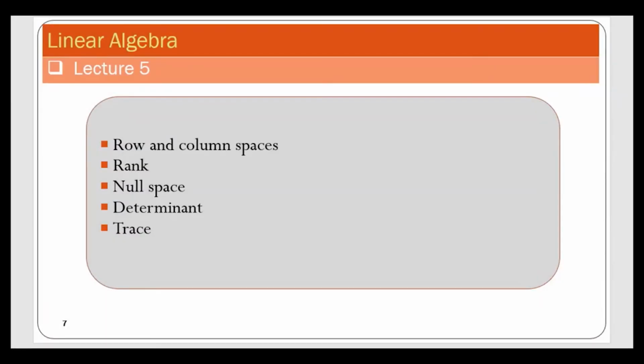Welcome to another lecture of the course Mathematical Aspects of Biomedical Electronic System Design. We will continue with our study of linear algebra. In particular, in this lecture, we will look at row and column spaces, rank, null space, determinant, and trace. So let us begin the lecture.